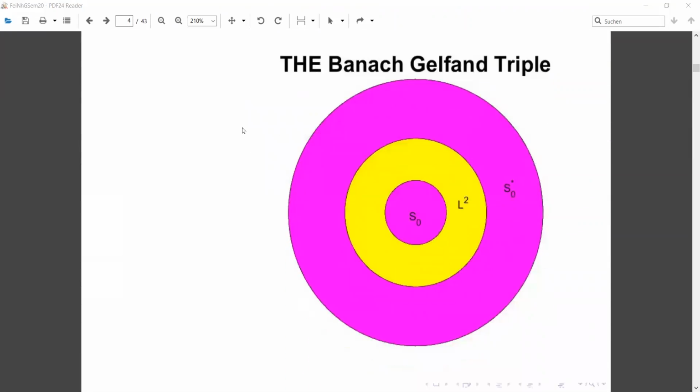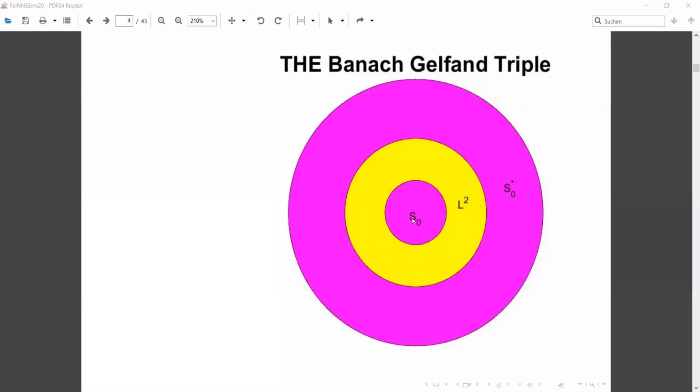So the goal is to say, at the end of the story, you have only to understand well how to work with S0, L2, S0 prime. And my way of explaining it is usually, it's like working with numbers. We have rational numbers, real numbers, and complex numbers. Rational numbers are good for computation.